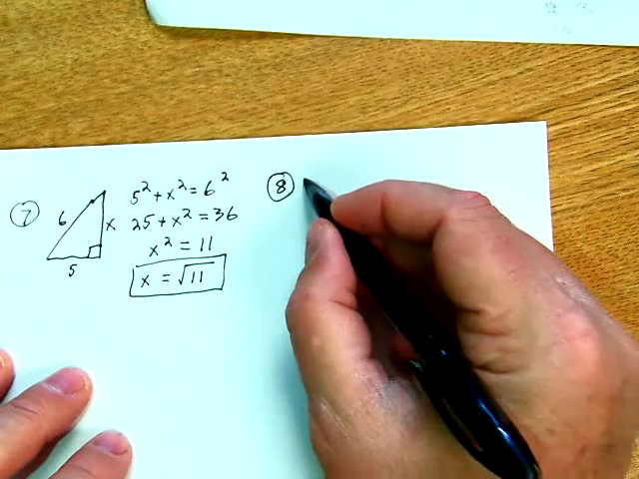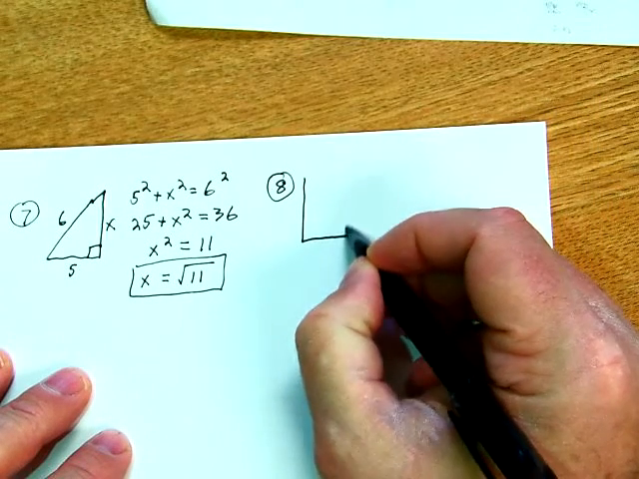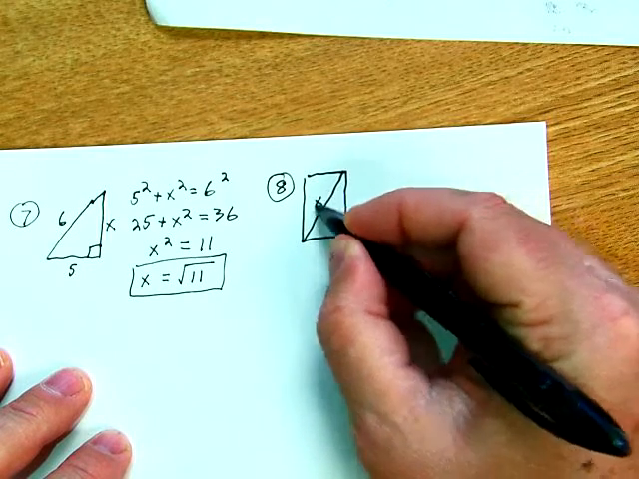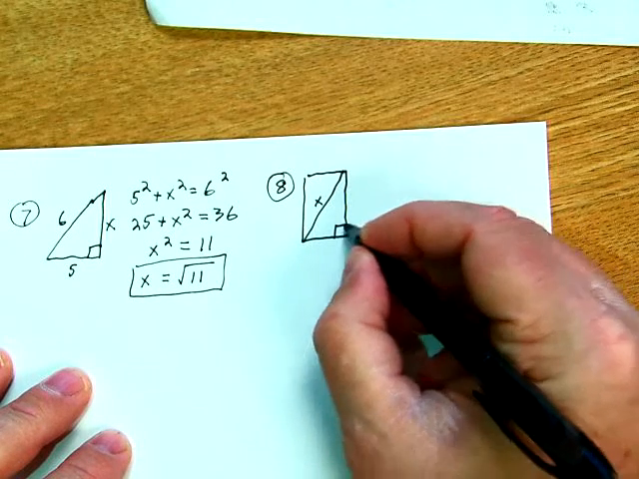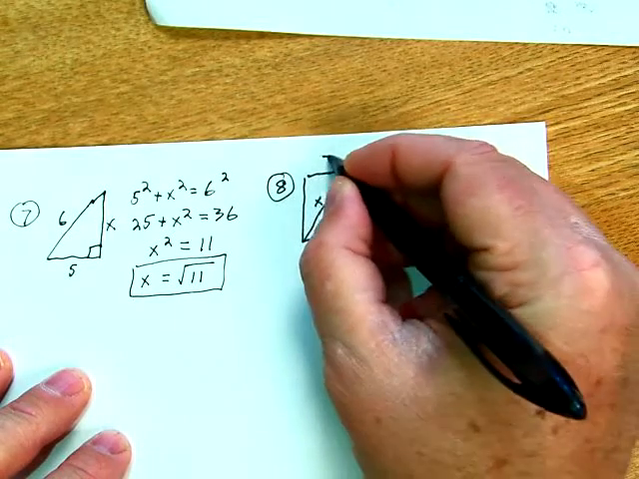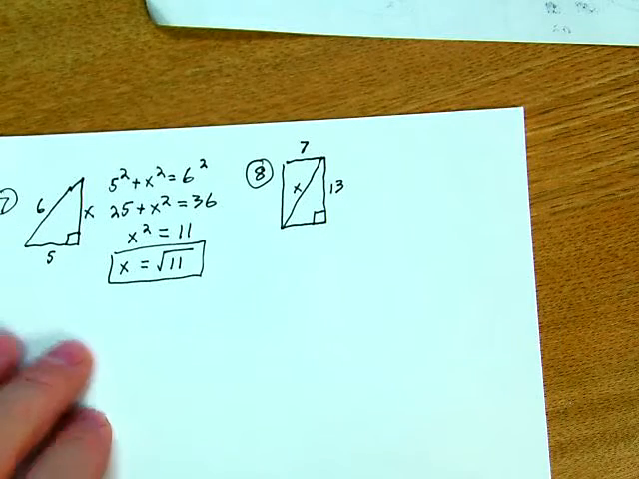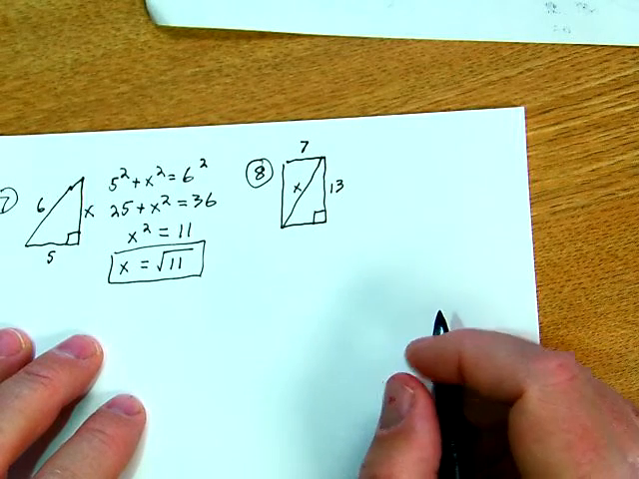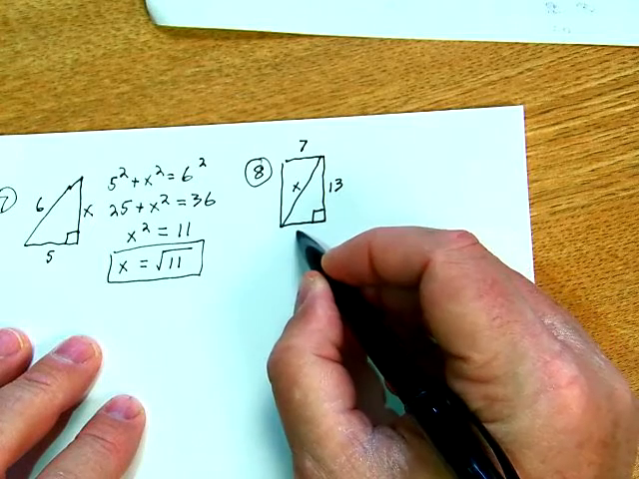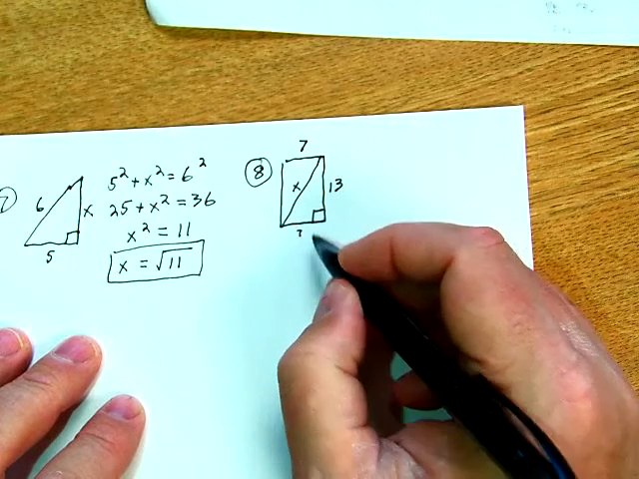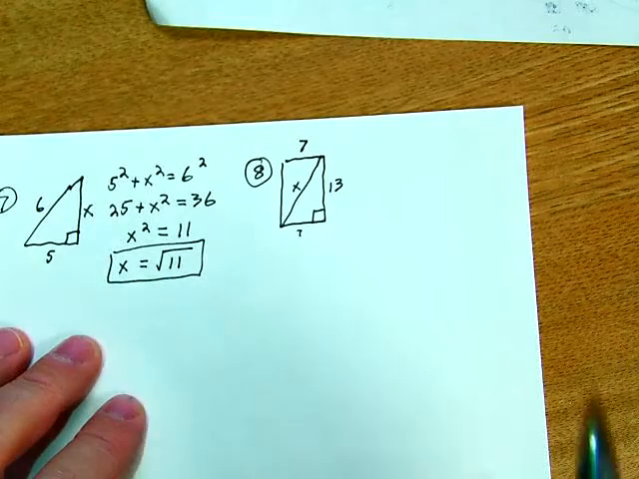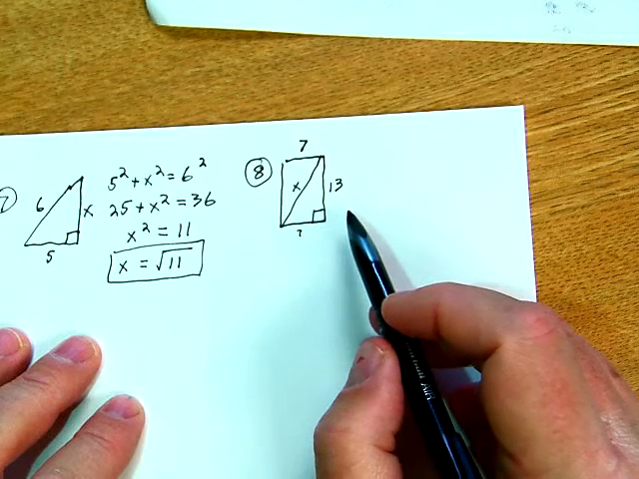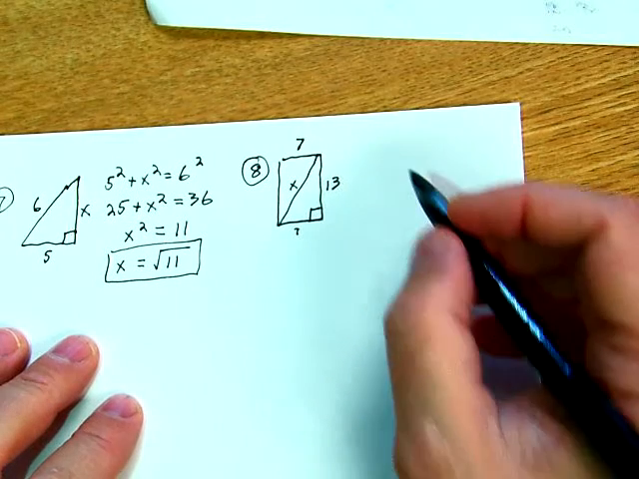All right, let's try number 8. In this example, we have a picture that looks something like this. That, and a 13 here, and a 7 there. Okay, we're trying to find x. Well, in this problem, what we can do is bring the 7 down to here because they're equal, even though you don't really know that because you don't know these are parallel. But we're going to assume that's true.